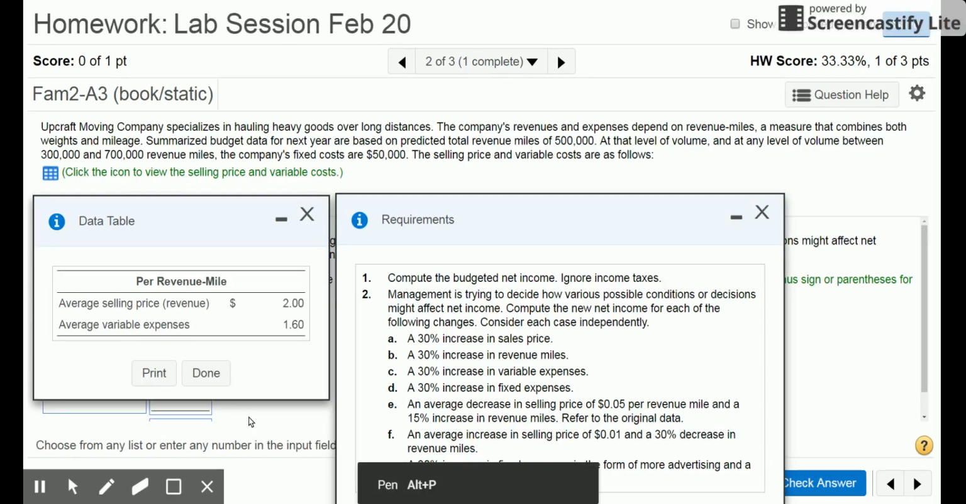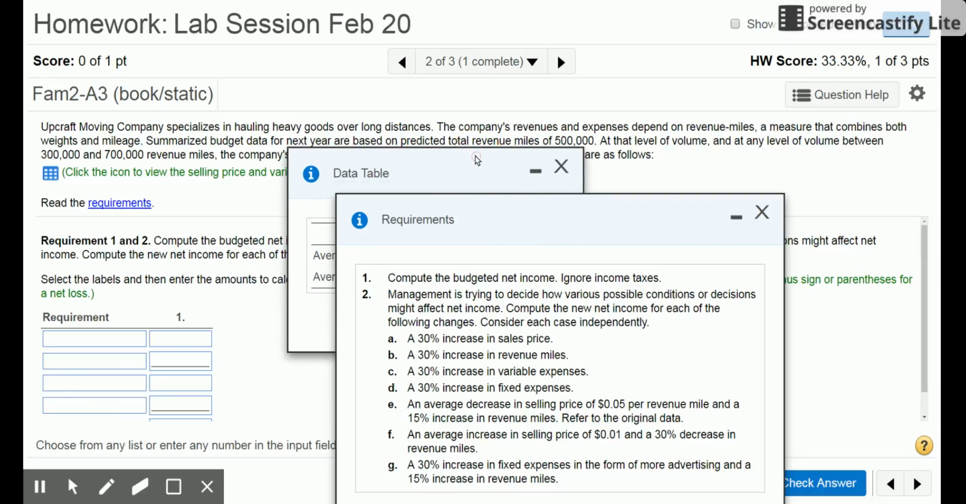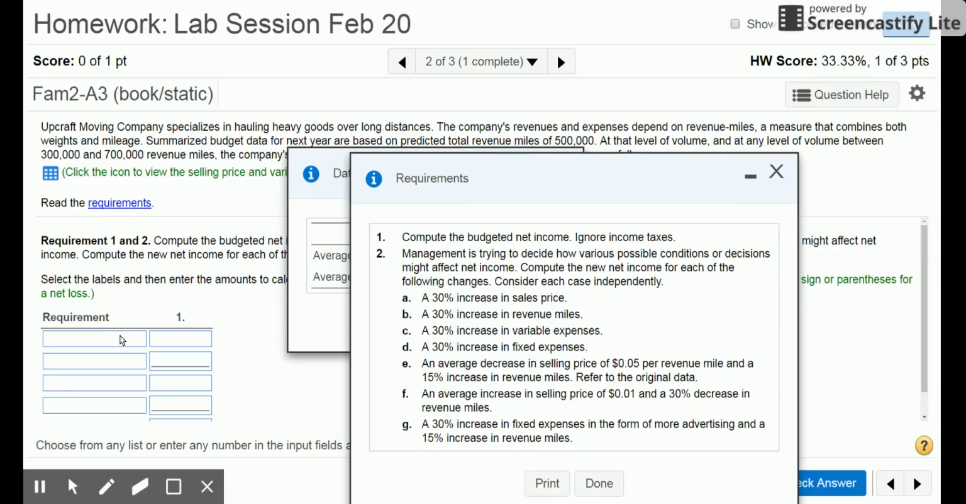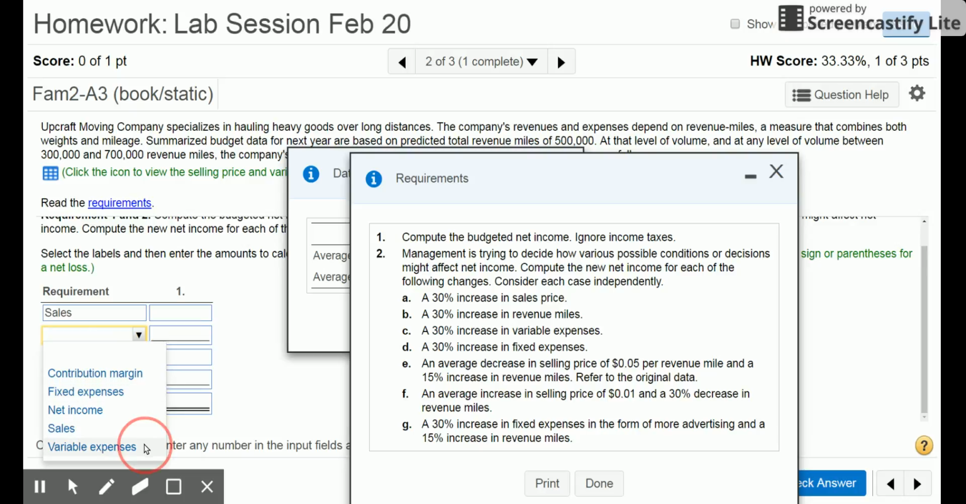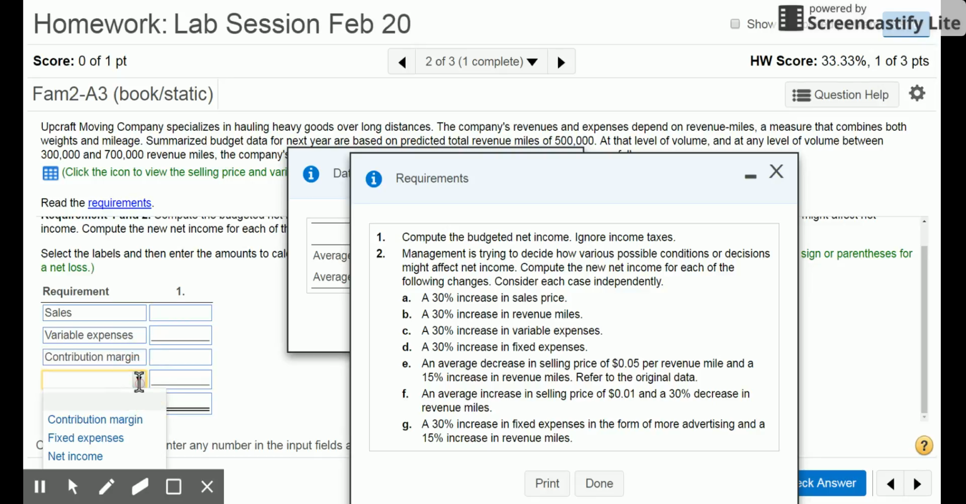The question talks about the company and all of its selling price and variable expenses, and it gives us different scenarios to calculate the net income. The first step to calculate the net income is to determine the formula for this part. So our net income will be our sales minus the variable expenses, which gives us the contribution margin, and then we deduct our fixed expenses.